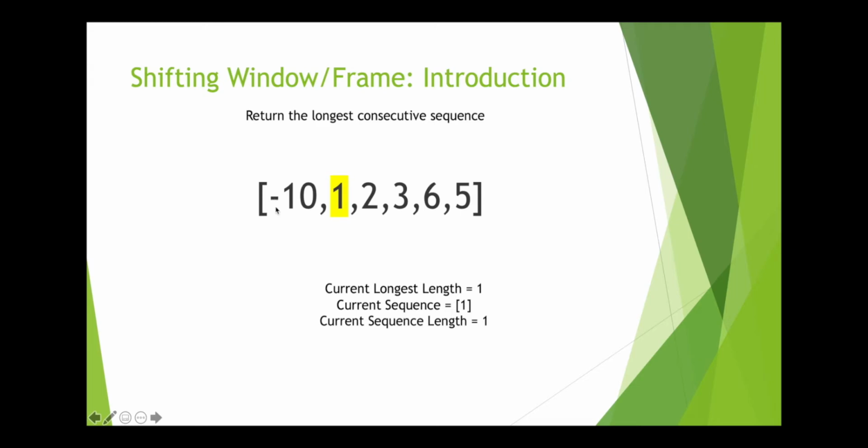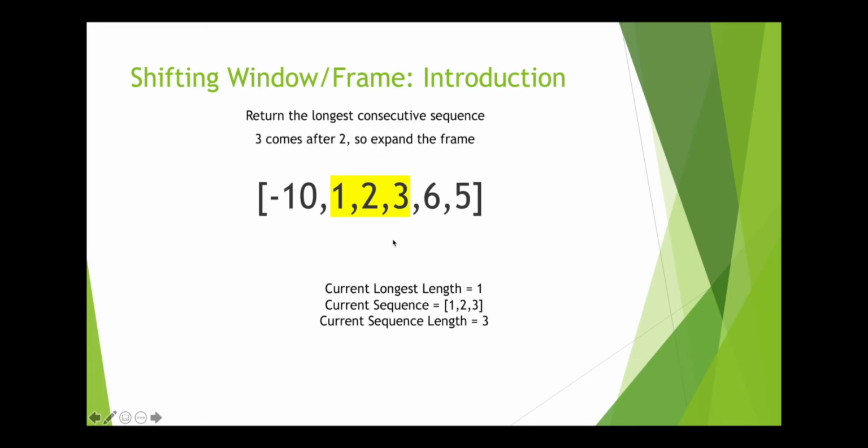So now we don't have information about our previous window, but we do have the longest length that we previously had. Now our current sequence is 1. Then we're going to do another look ahead and check if 2 comes after 1. And it does, so we're going to expand our window accordingly. Now our current sequence is 1 and 2, and our current sequence length is 2. But notice that our current longest length is still 1, right?